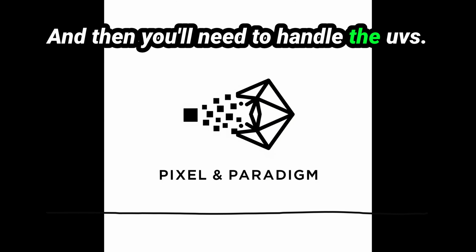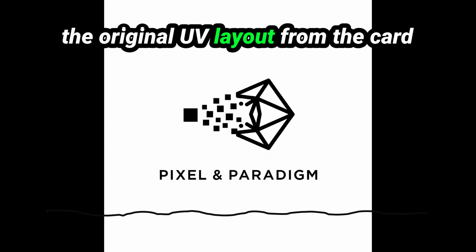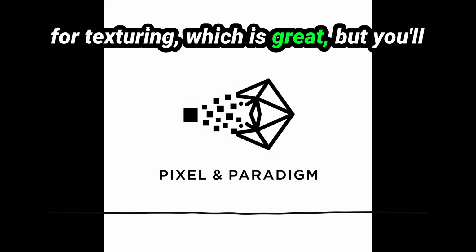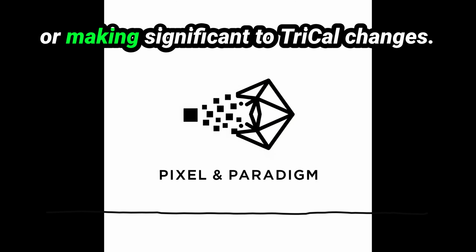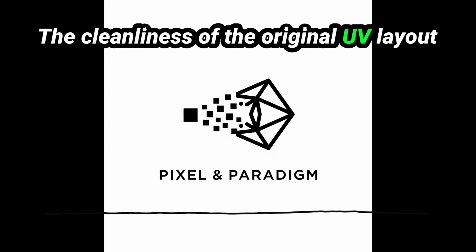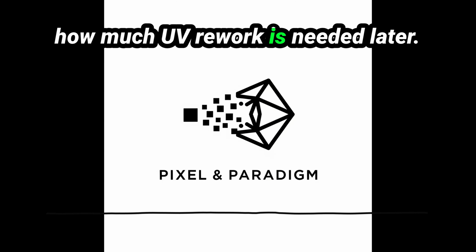And then you'll need to handle the UVs. Ideally, you might be able to preserve the original UV layout from the card for texturing, which is great, but you'll likely need to make adjustments or reproject the UVs after adding thickness or making significant topological changes. The cleanliness of the original UV layout on the 2D card significantly impacts how much UV rework is needed later.